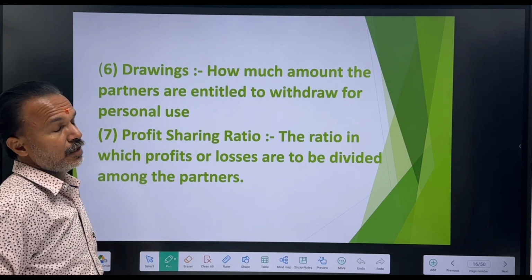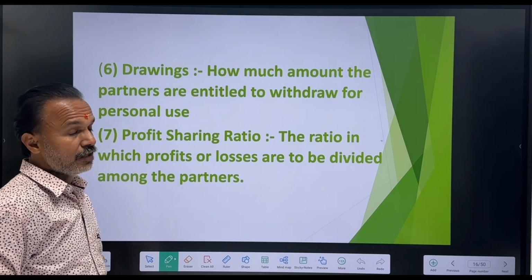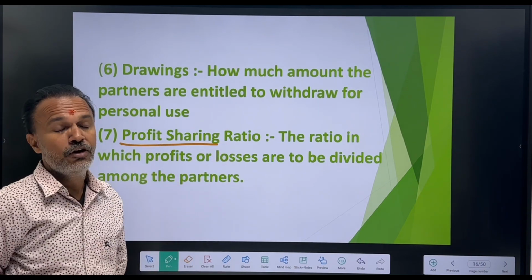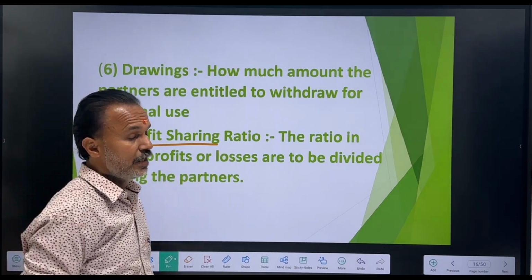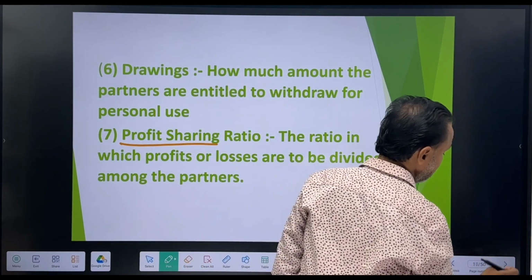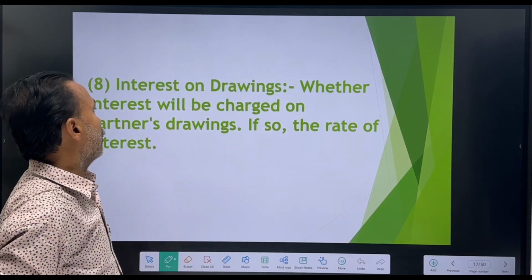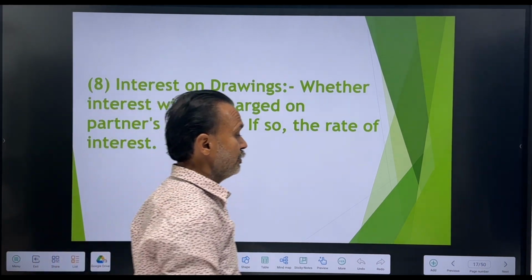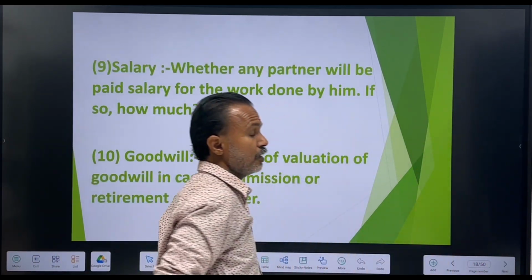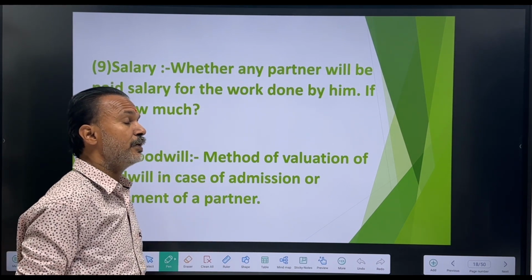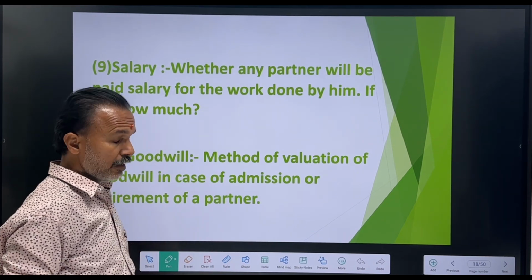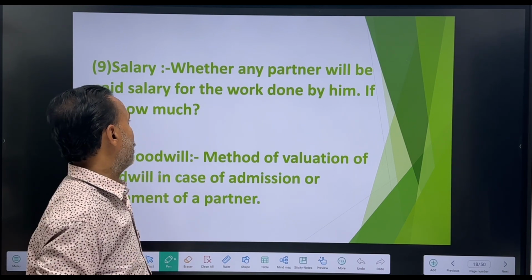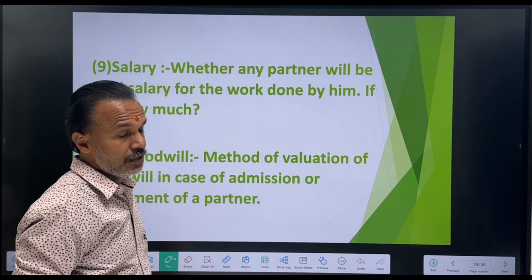Drawing. How much amount can be withdrawn by the partners for their personal use? Profit sharing ratio. In which ratio will profit or loss be shared by the partners? Interest on drawing. Whether interest will be charged on drawing or not, and when interest is charged on drawing, what is the rate of interest on drawing? Salary. Whether any partner is given a salary for participating in the management of the business, and then how much that amount is.